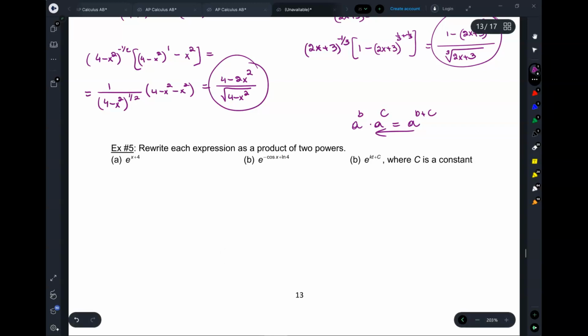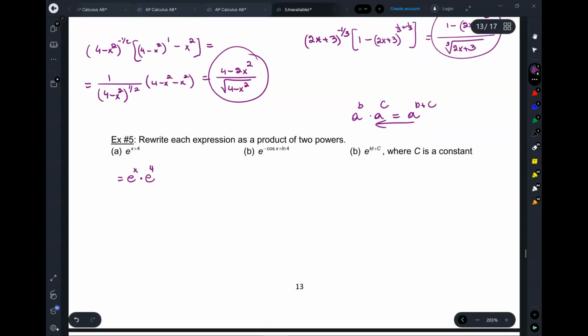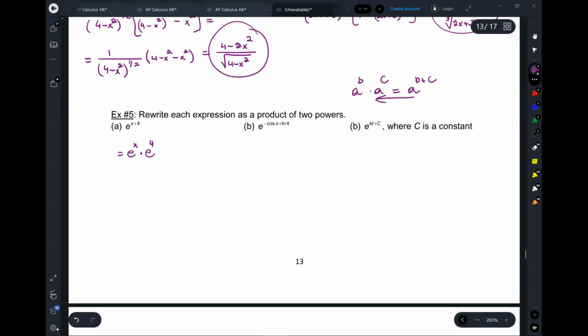So that's what you have here, e to the x plus e to the 4. You can actually rewrite that as e to the x times e to the 4. This is also something that shows up in calculus. So look, go backwards. Isn't that the same? We're just now undoing what we usually do.